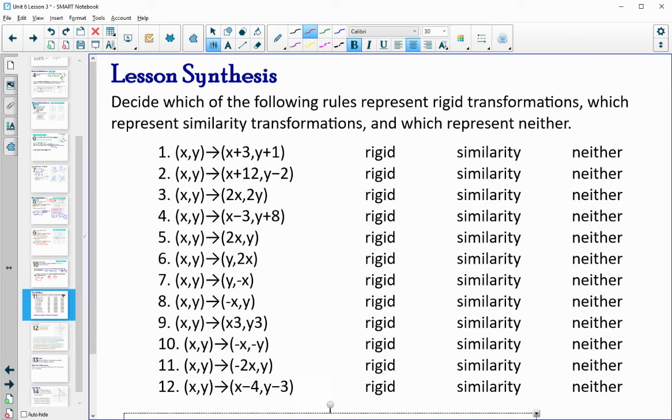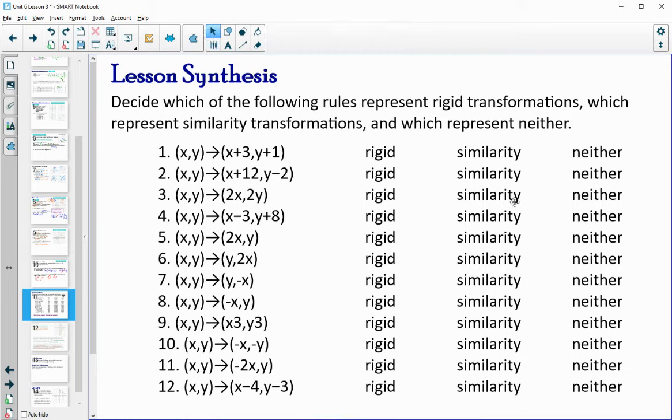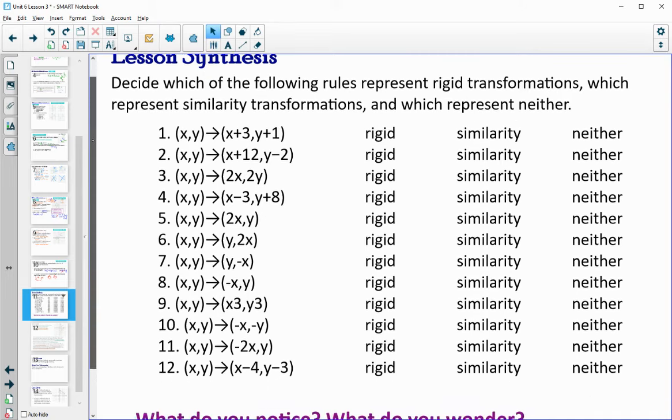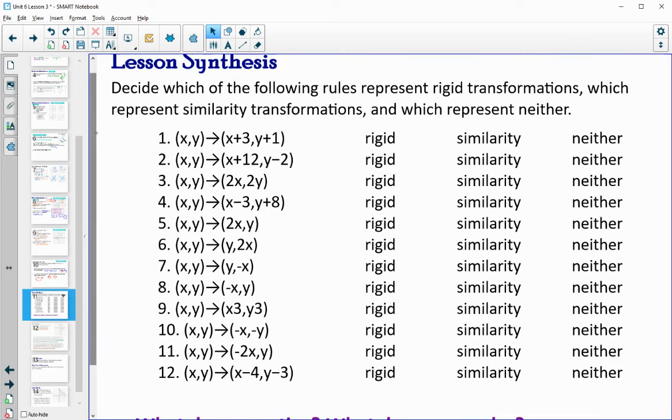All right, so take a look at these 12 rules and decide, do you think it's going to be a rigid motion, or is it going to produce similar figures, or is it going to be neither? And let's do the most specific. They're either rigid, meaning they're going to get congruent shapes, or they're going to be similar, or neither. And decide what you think for each one and then come back. All right.